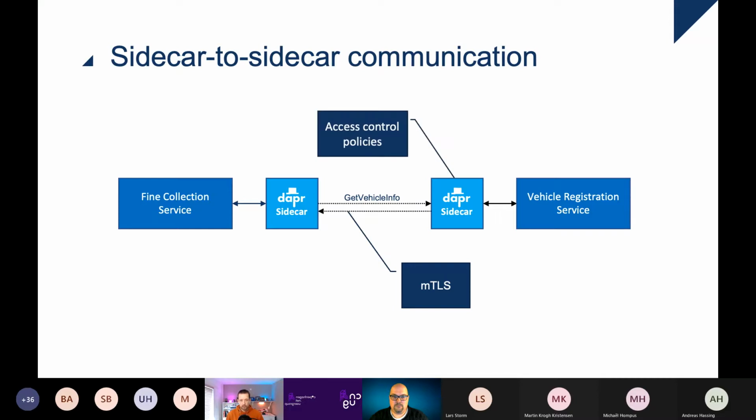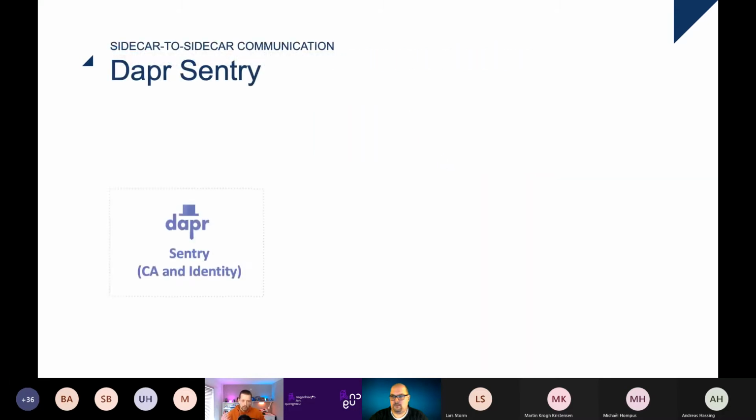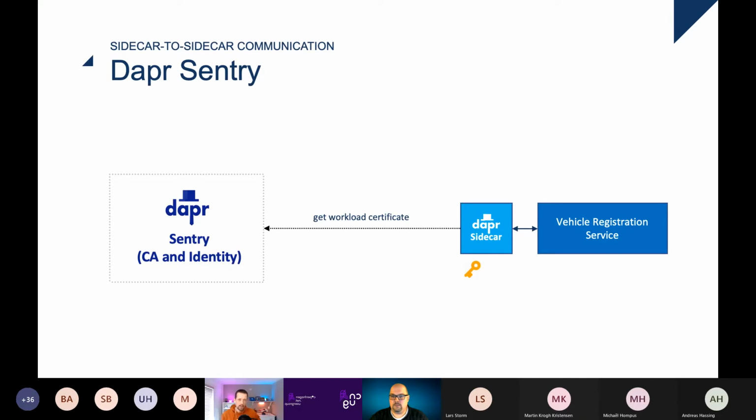And then the other thing that we can do with sidecar to sidecar communication, and service to service invocation especially, is use access control policies. And with these policies, you can limit which services are allowed to call your service. Now, both of these features rely on a Dapr system service called Dapr Sentry. So Dapr Sentry is basically a certificate authority that generates the workload certificates for the Dapr sidecar. And then these workload certificates are used to establish the MTLS connection.